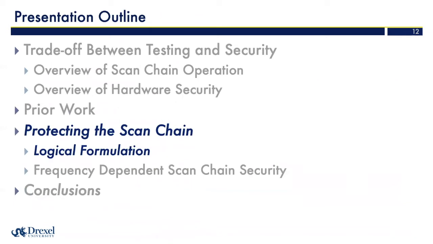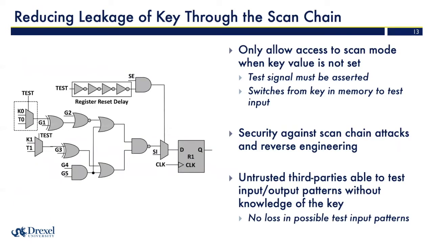So first we'll look at a logical formulation of our work on how we can expand the threat model. Here we have this key gate where key 0 is applied to an XOR gate within the combinational logic of the IC design. And here the test signal will actually switch out from the key being applied to a test signal being applied. So now whenever we're in scan chain mode, there's no key data applied to the circuit. It's all based on a test signal.